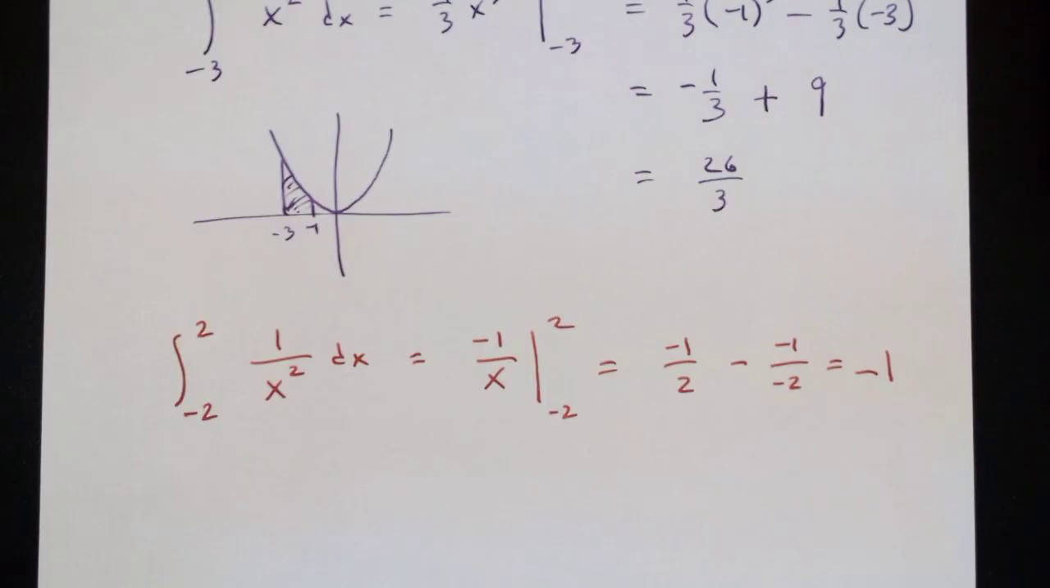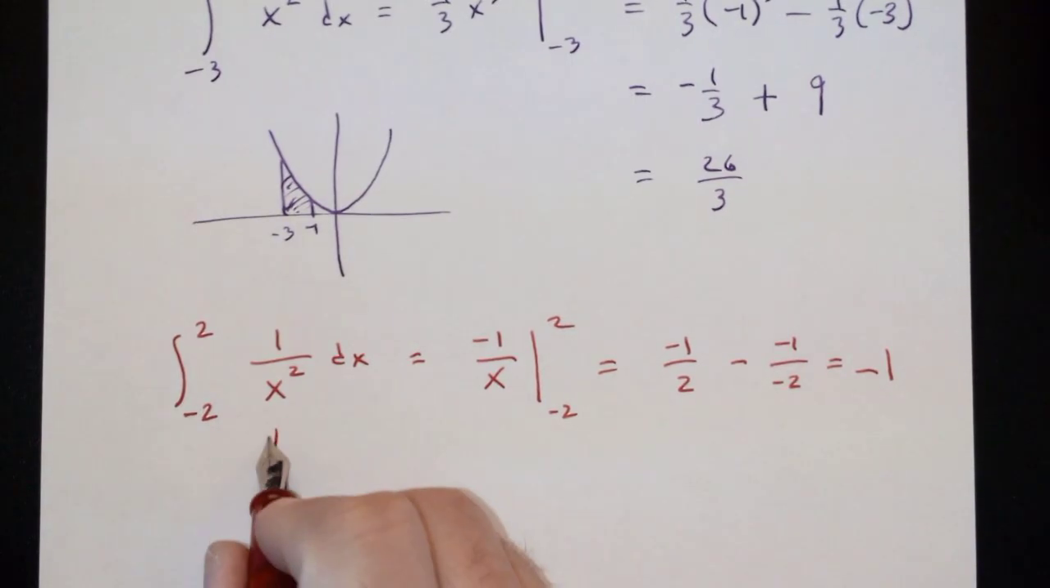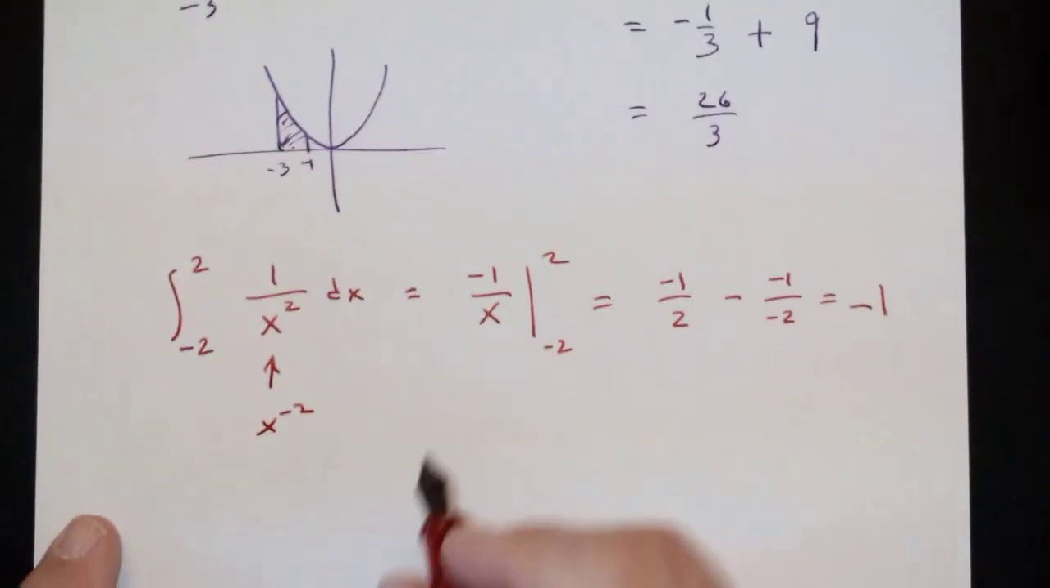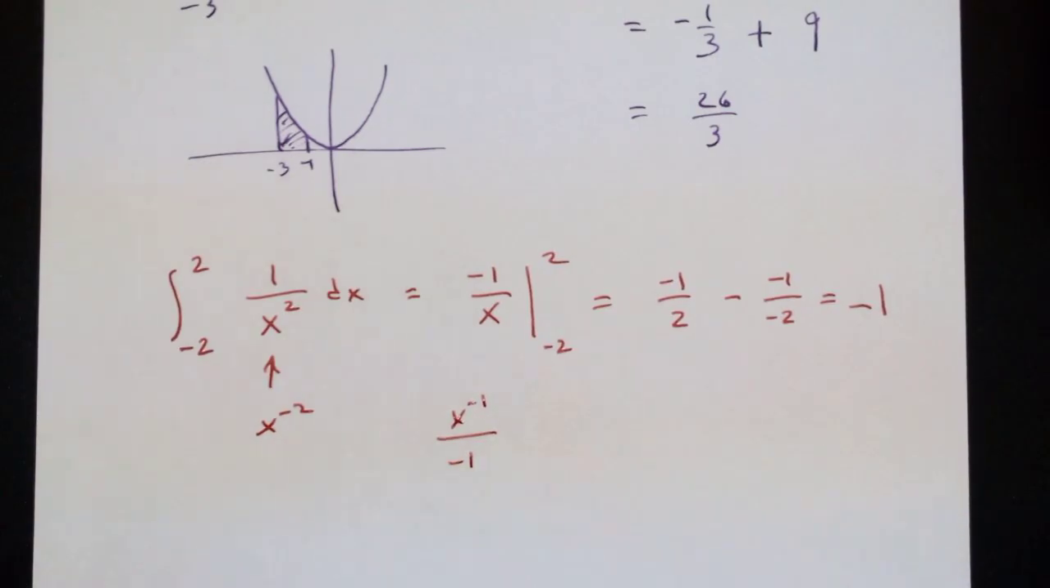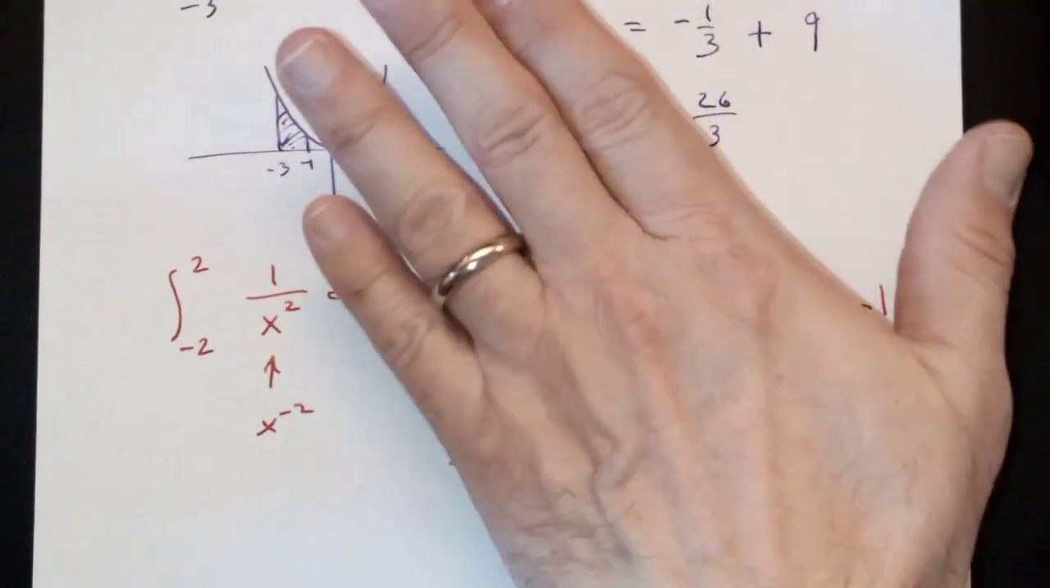The antiderivative of 1 over x squared is minus 1 over x, because x squared is x to the minus 2. So when I do the antiderivative, I get x to the minus 1 divided by negative 1. So that's the correct antiderivative. But I did something wrong in even doing that. This function isn't continuous. 1 over x squared is undefined at 0. There's an asymptote in the middle of this thing. I can't do this problem at all. This entire thing is wrong.